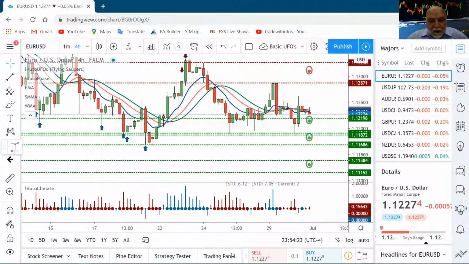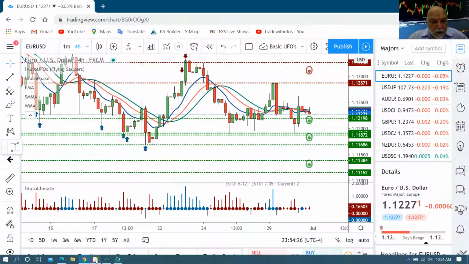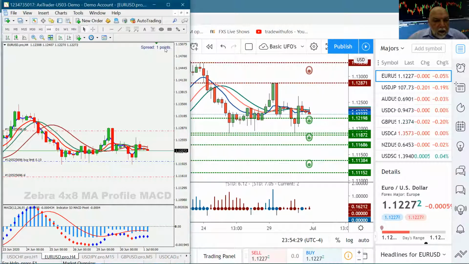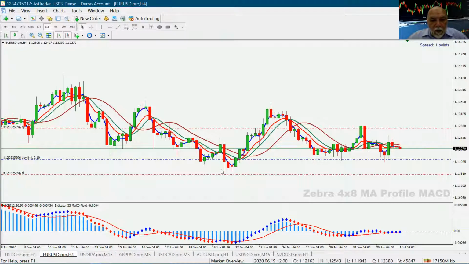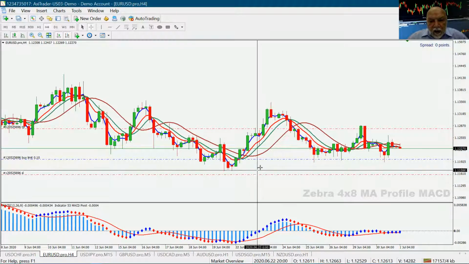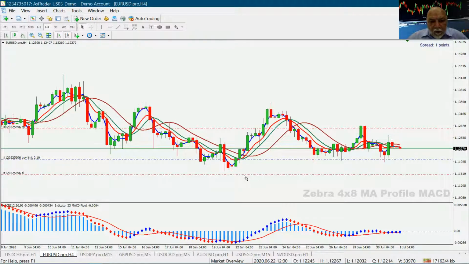Looking back, let me just double check that. Yeah, there it is, under here, and I can read it off of here. That's a 40 pip stop, and we're looking for a little better than 80 pip target. So 40 to 80, that's a 2-to-1 trade. It's a good trade setup. We'll see what happens. There's not much more that we can do on this trade.